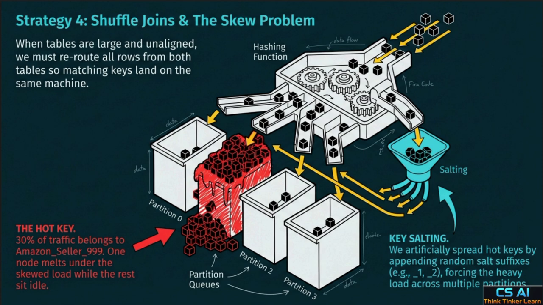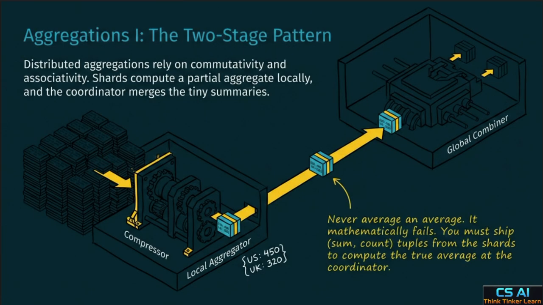Now, let's talk aggregation. Use a two-stage pattern. Never try to average an average. It's mathematically false. Instead, ship small tuples from each shard to the coordinator and calculate the final result there. Always compute partial aggregates locally first.